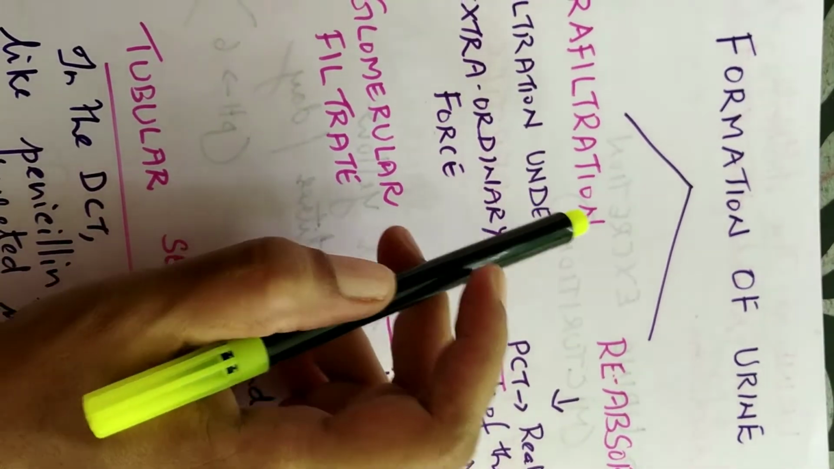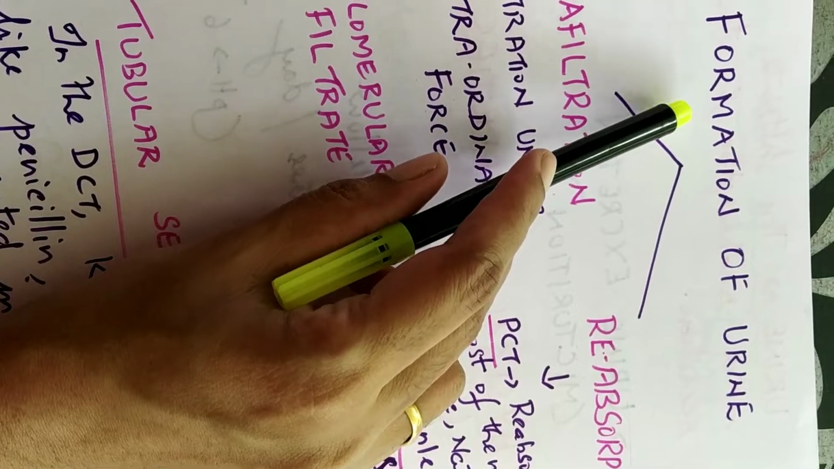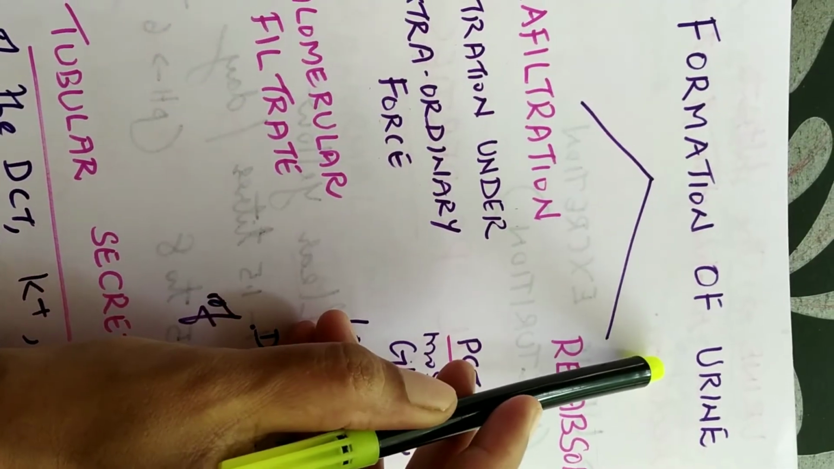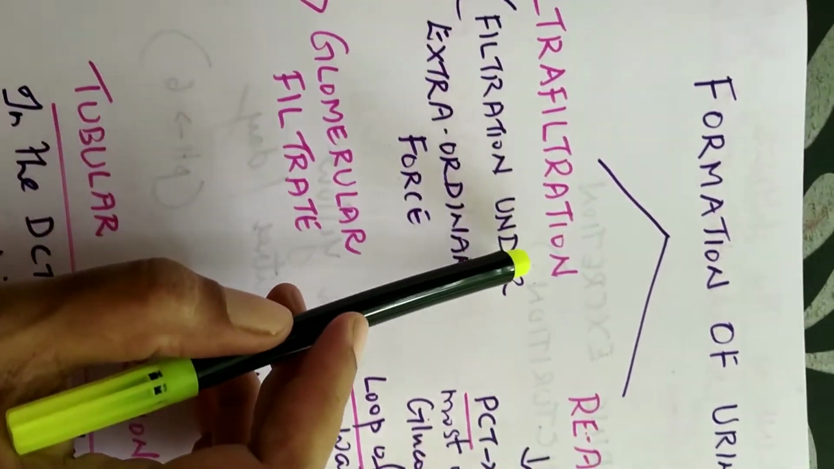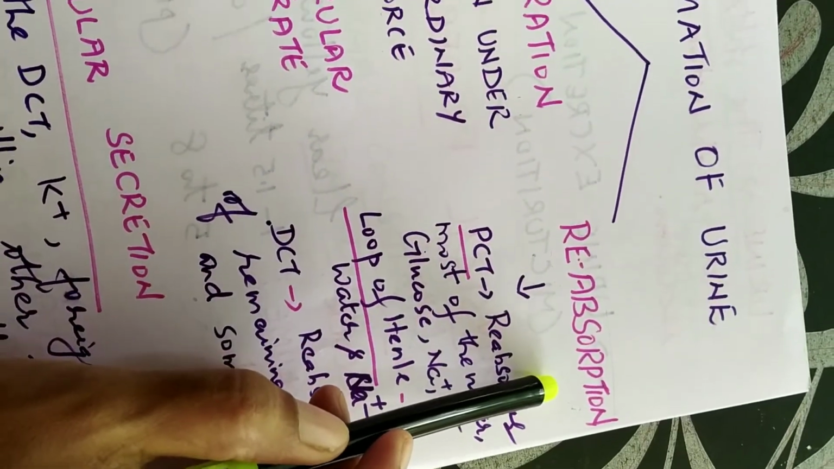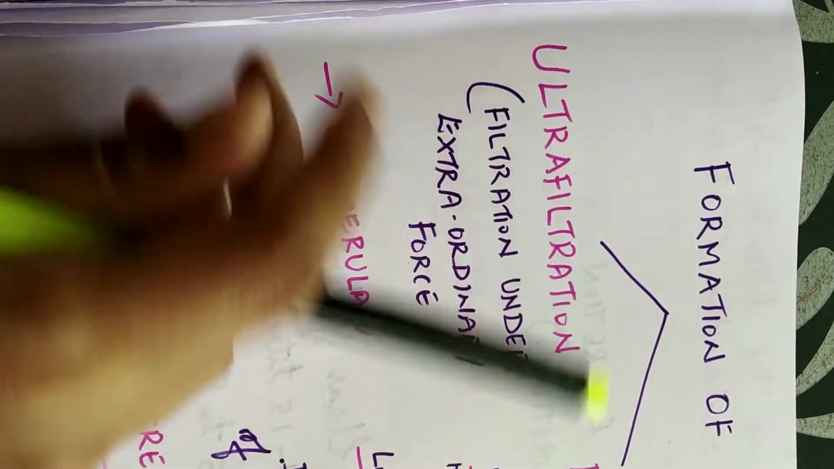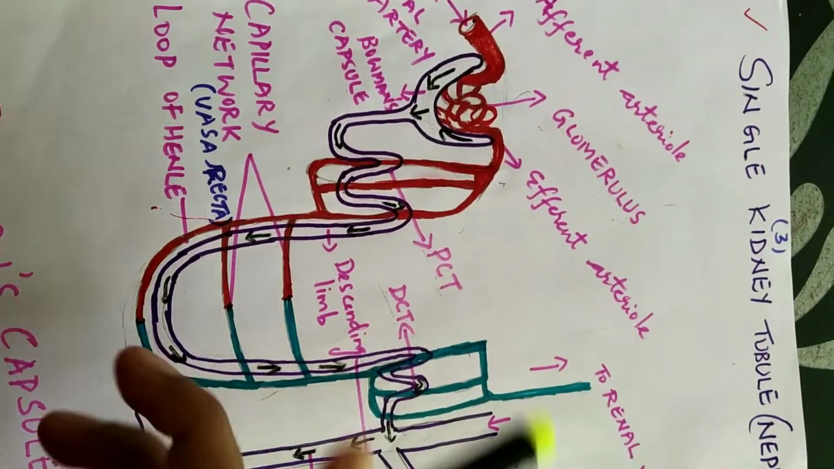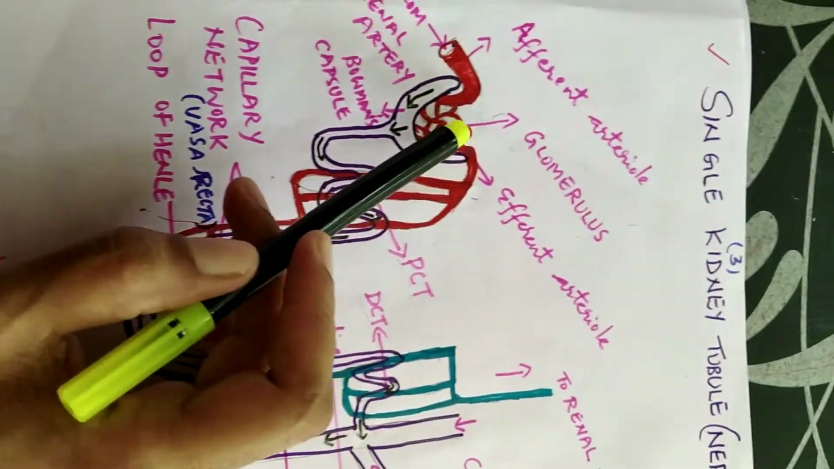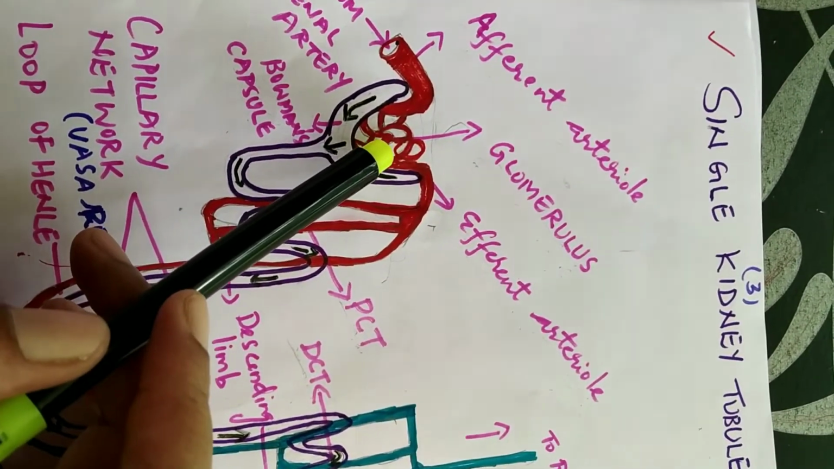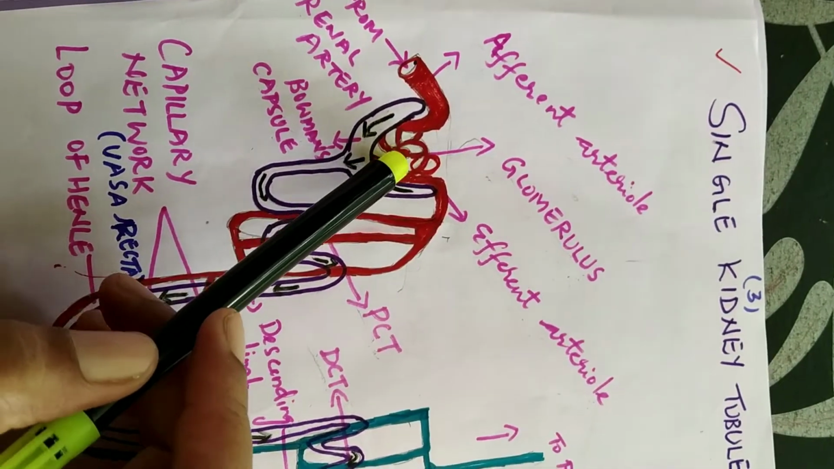Dear students, today let us learn about the steps involved in the formation of urine. Formation of urine happens in two steps mainly, ultrafiltration and reabsorption. The process of ultrafiltration happens in the glomerulus of the nephron. In this diagram, you can see the glomerulus portion of the nephron. It is in this particular area that ultrafiltration happens.